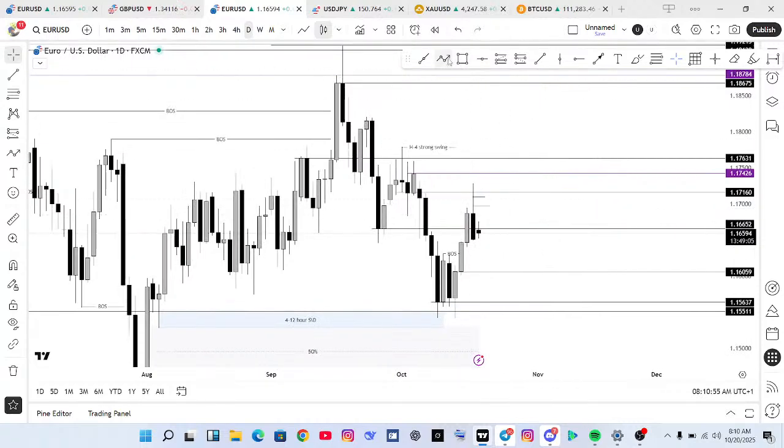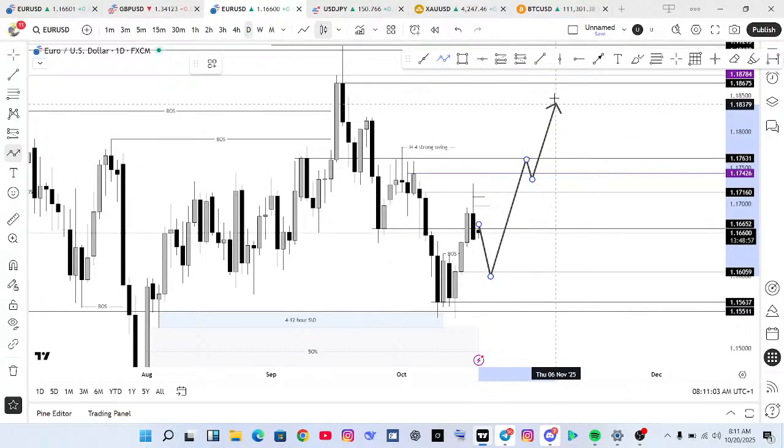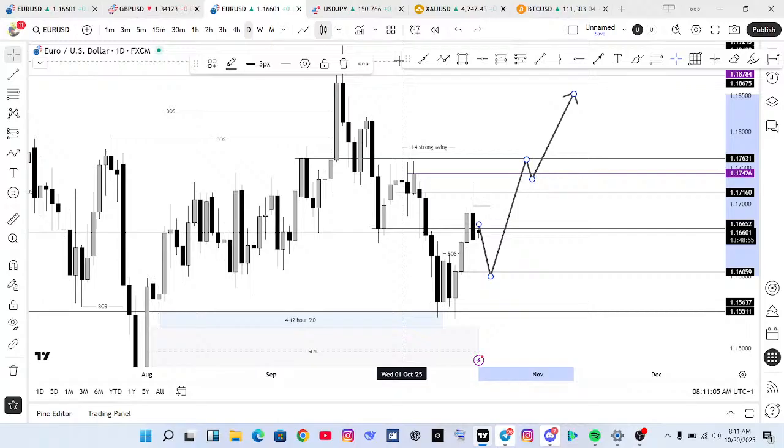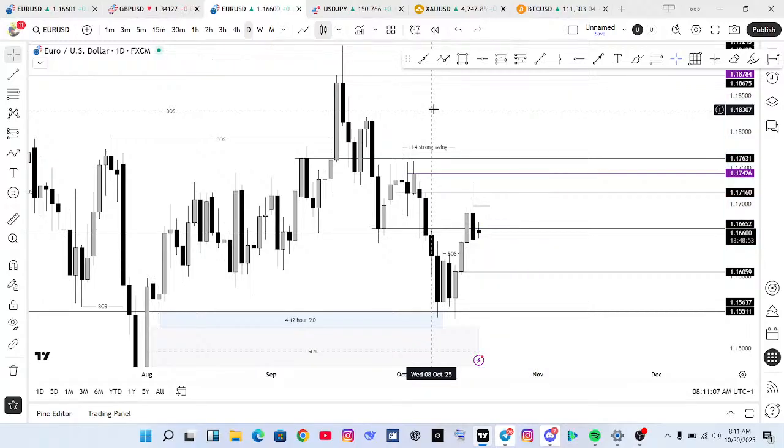And on the other hand, price can decide to sell to this zone like this and do something like this. Okay, but I'm expecting sells. Honestly, even if price wants to buy, I'm expecting sell to buy. Look at this level here.